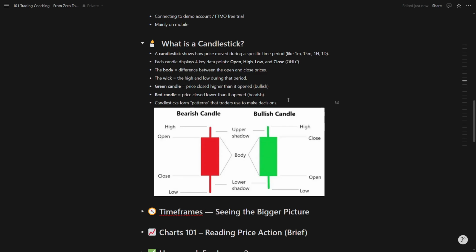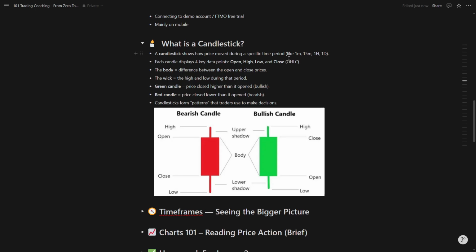Do you know what a candlestick is? Yeah, the candlestick represents the price and where it started and where it finishes, like where it closed or opened and how expensive it got and how cheap it got in that specific time period. Yeah, pretty much you're on the right track.